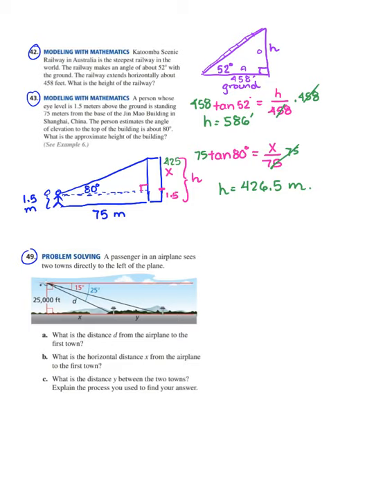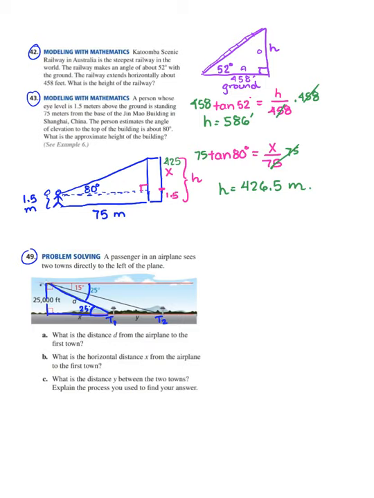A passenger in an airplane sees two towns directly to the left of the plane. So you have town 1 and town 2. What is the distance, D, so they have that labeled right here, from the airplane to the first town? So we have a right triangle right here. Now remember that the angle of depression is the same as the angle of elevation out here. You have your alternate interior angles. So this will also be 25 degrees right here.